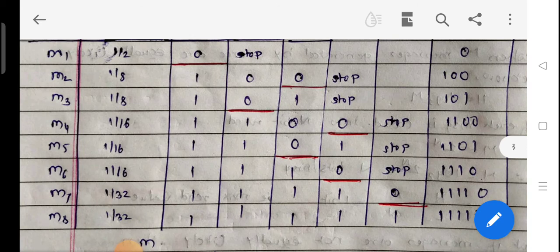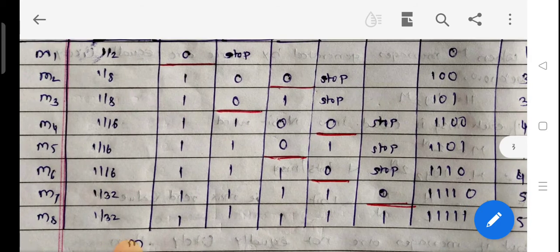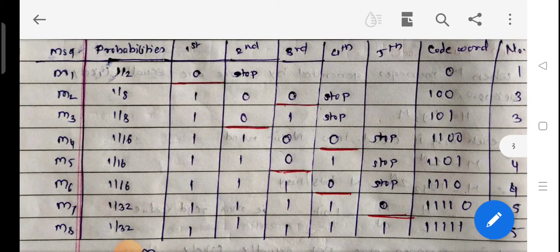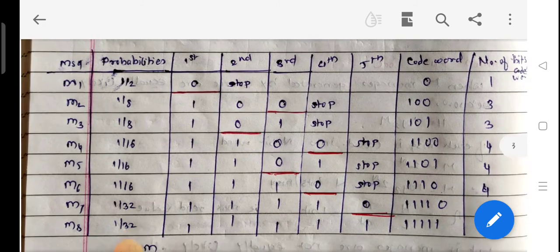And for the lower set again we can do partitioning with the same method. Divide those messages into two sets with nearly equal probability or equal probability. So likewise you have to continue those steps till nothing is left for partitioning. So we are getting these 5 columns, with different values of 1 and 0 in each column. So from these columns now we can write the code word.